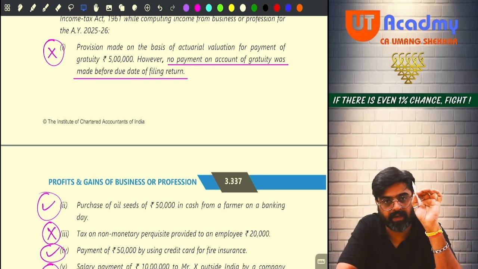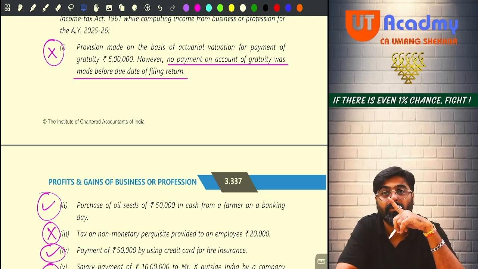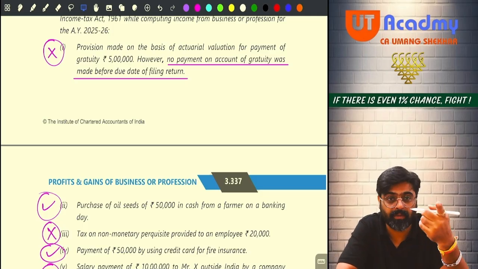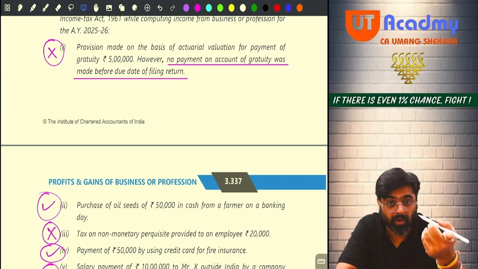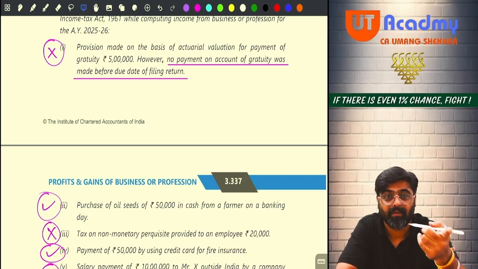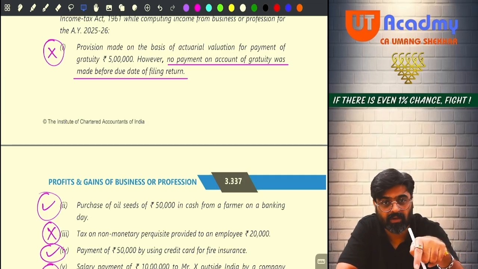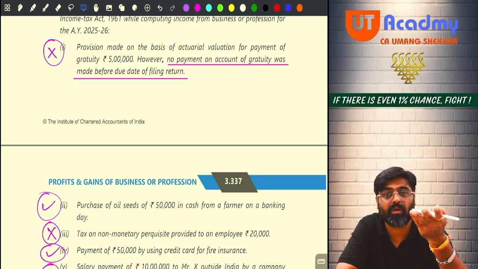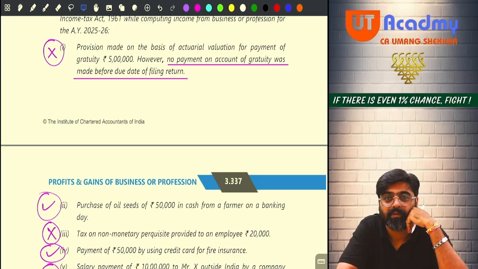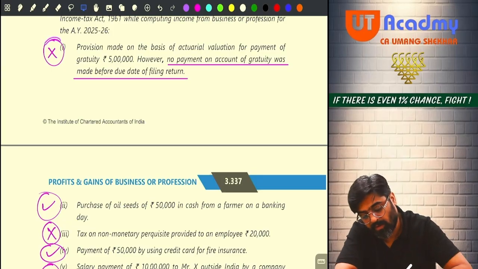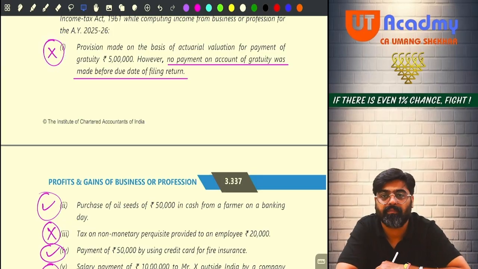So provision is made in the books. So this amount should also be actually paid, actually contributed. Have you actually contributed in this year? No. Then at least contribute on or before the due date of filing your ROI. That is also not done. Hence, the amount will not be allowed as a deduction. Getting my point? Everyone?